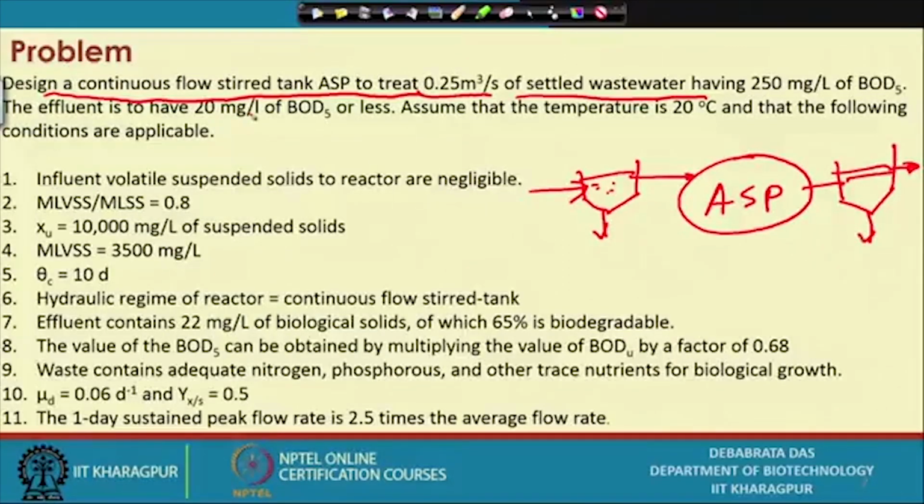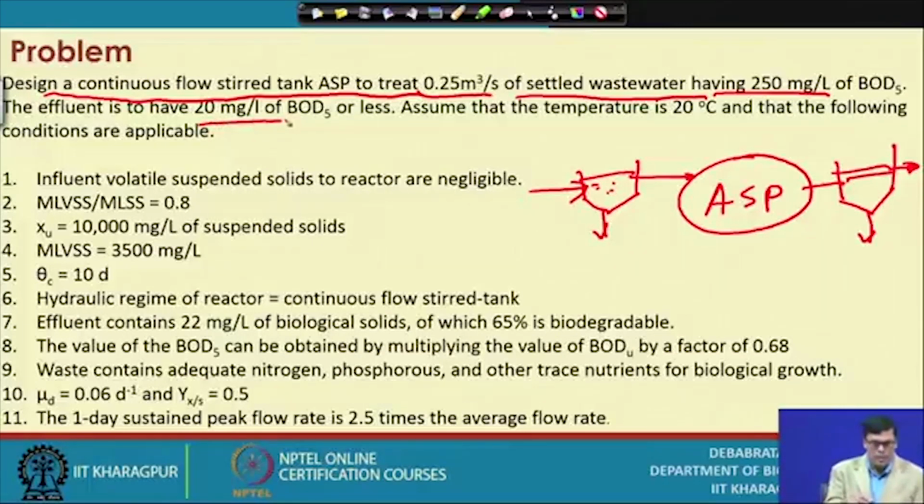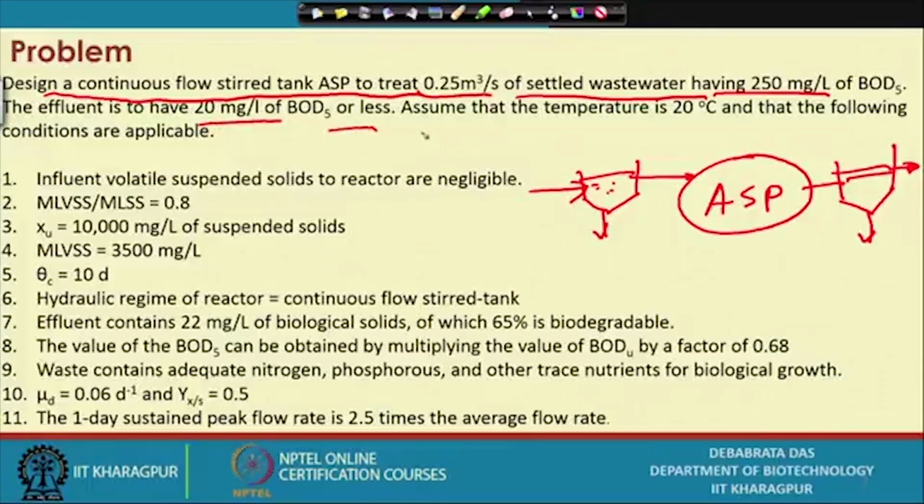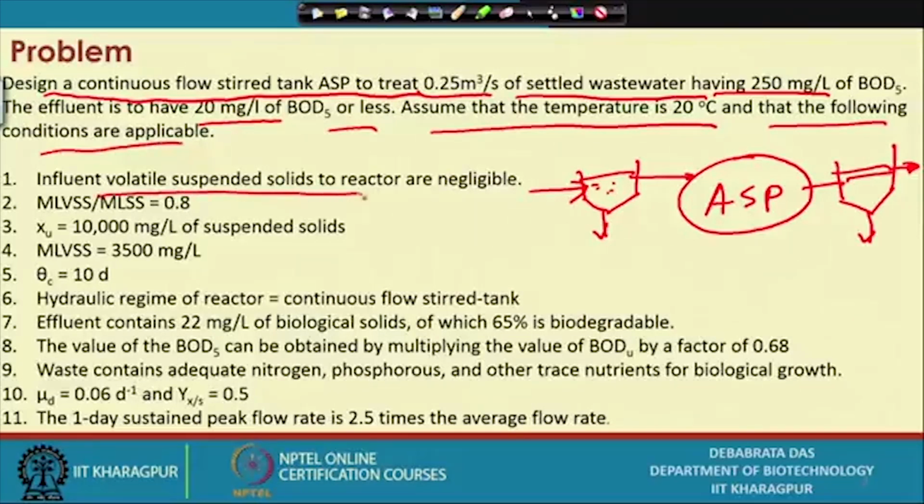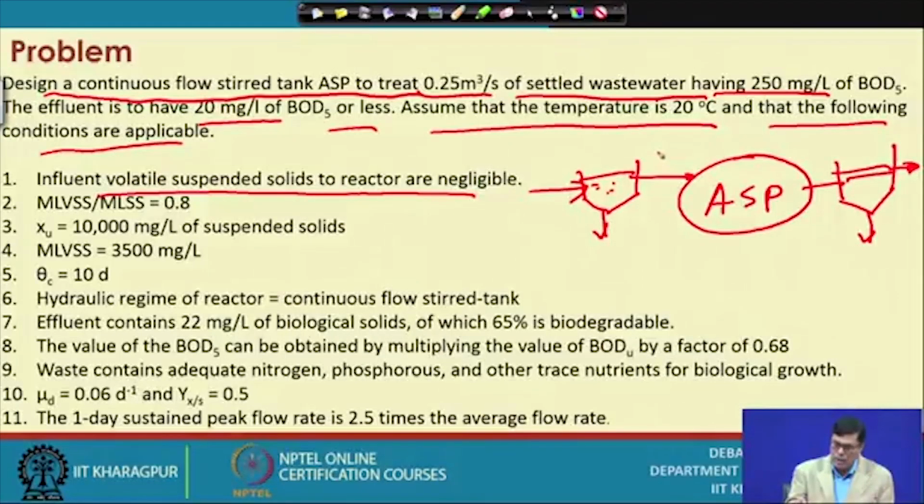So, this is exactly what is mentioned: design a continuous flow stirred tank activated sludge process to treat 0.25 cubic meter per second of settled wastewater having BOD5 of 250 milligram per liter. The effluent has 20 milligram per liter of BOD5 or less. Assume the temperature is 20 degrees centigrade, and the following conditions are applicable. The influent volatile suspended solid in the reactor is negligible. I told you the volatile suspended solid indicates the presence of cell mass, because most of the cell mass is organic mass.